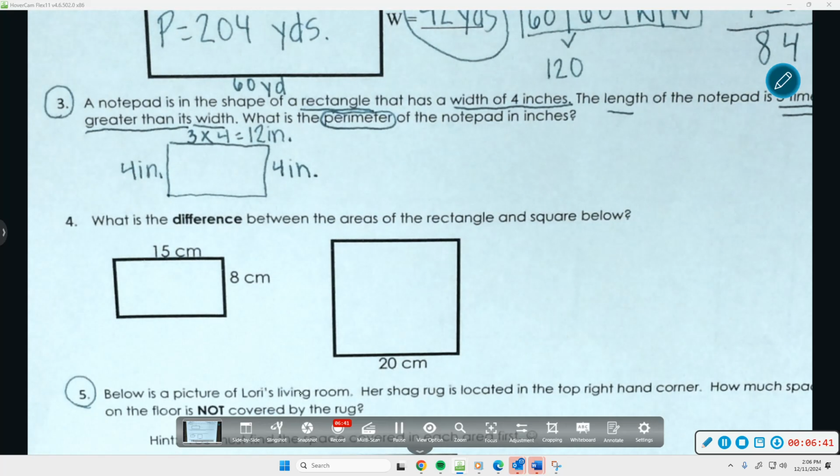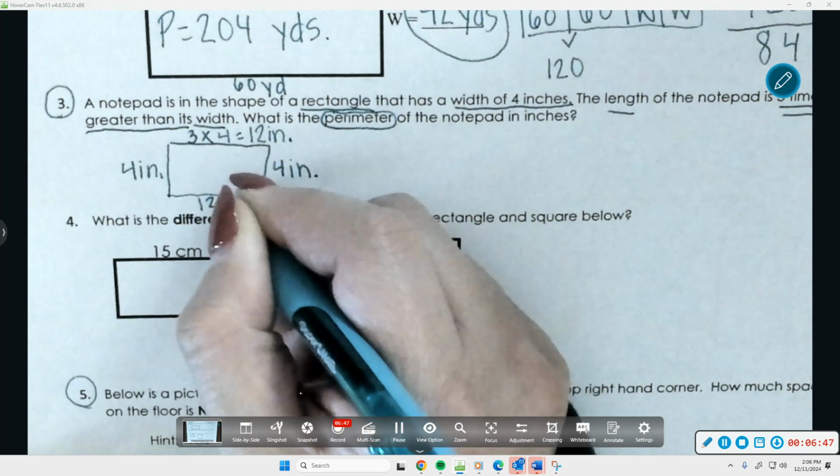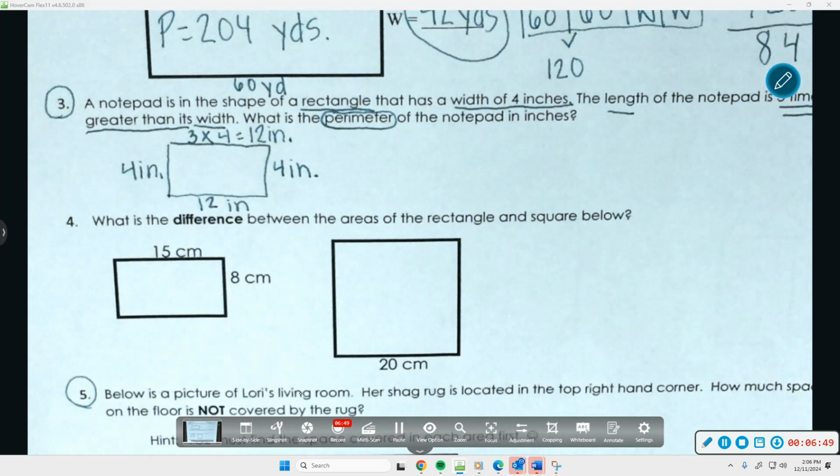Well, if that length is 12, is the bottom length 12 as well? And now, am I able to find the perimeter? Yes. Because how do I find perimeter? Add all the sides. Perimeter is length plus width plus width, or 2 times length plus 2 times width.